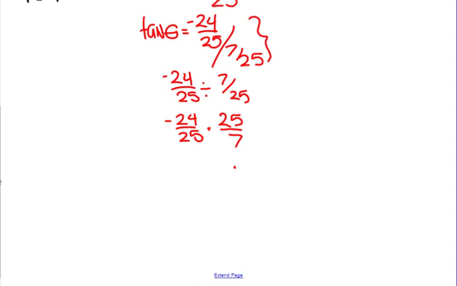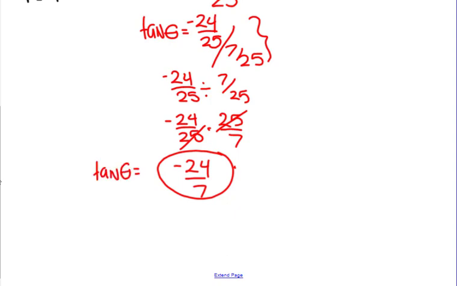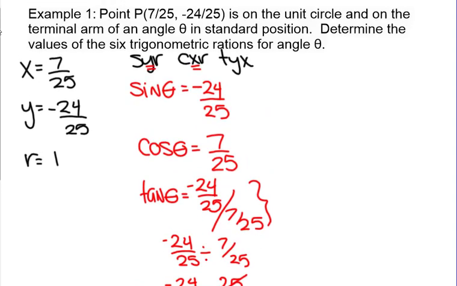Well, if we reduce these now, we'd be left with negative 24 over 7, which doesn't reduce at all. So that is what our tangent of theta is equal to. Okay, so there's 3 of our 6. Our other 3 are our inverse ones.